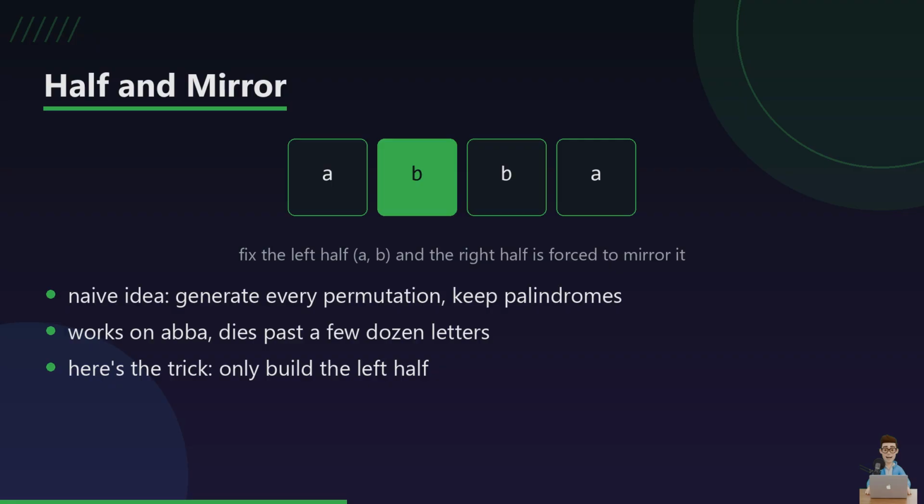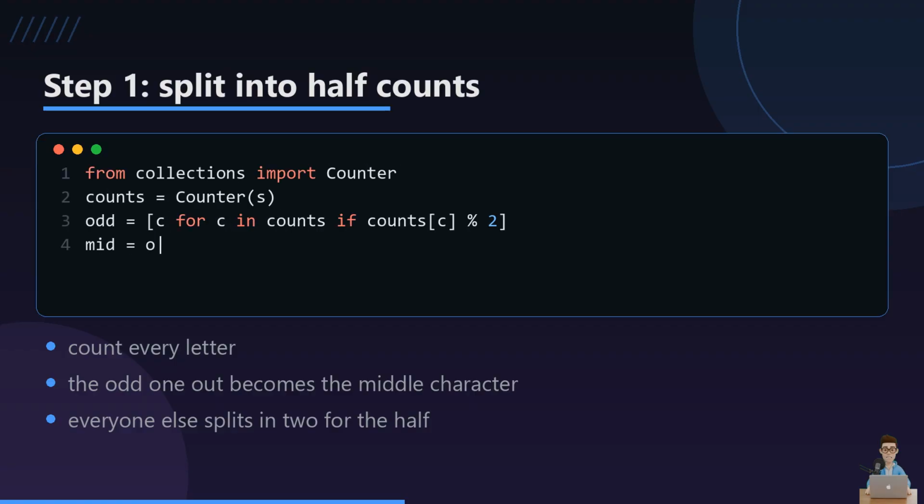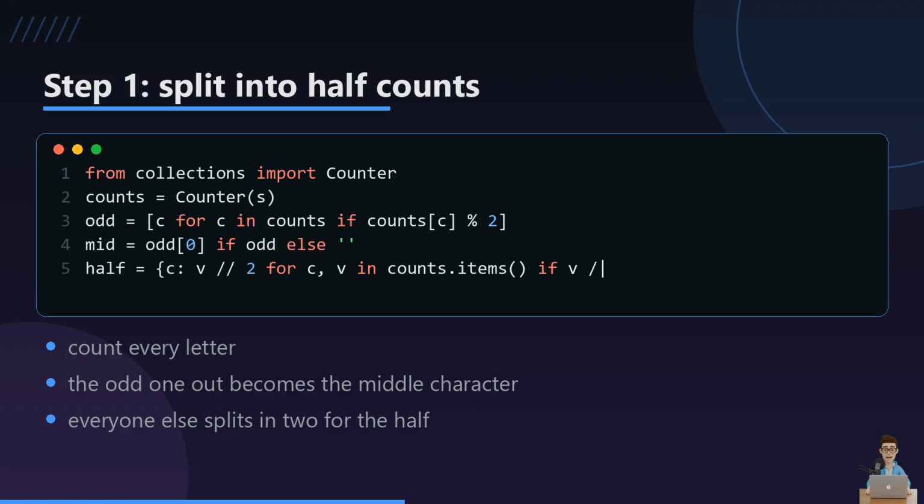Here's the trick. Since the answer must mirror itself, you only ever decide the left half, then reflect it. Remember that sneaky character from earlier. That is the one letter with an odd count, and it has to sit alone in the middle. Every other letter gets split evenly between the left and right halves. So we only ever build a multiset half the size of S.